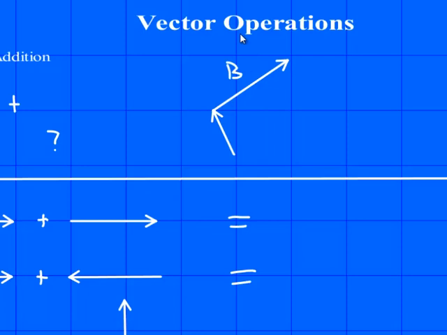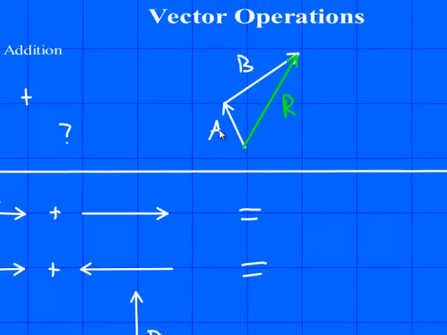Let me do that in a different color. This here represents my resultant. That's the result. Now, I don't have a simple math way of getting that answer, but that's how I do it on paper anyway. So that's called the graphical resultant using the tail to head method.